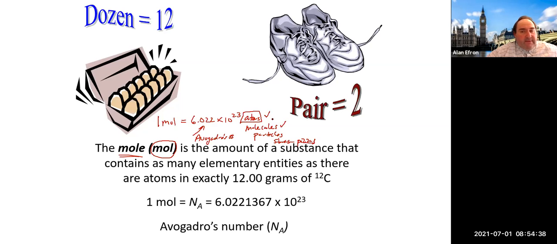We basically use Avogadro's number as a conversion factor to go between those units. We use it to go between moles and atoms, or moles and molecules, or backwards if you start with atoms or molecules to get to moles.